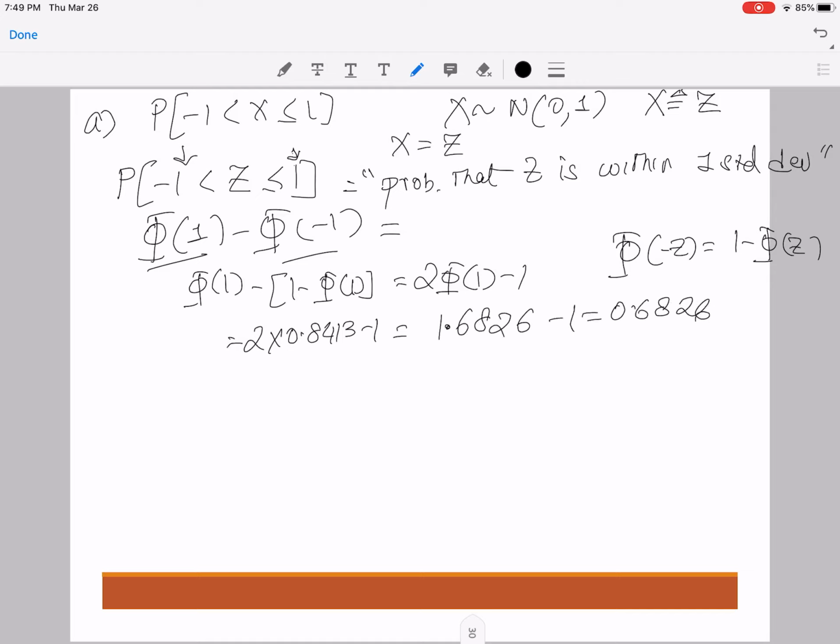Now let me solve part D for you. We need to find the probability that y is greater than 3.5. Now y is actually not a normal distribution. I'm sorry, it is a normal distribution, but it is not a standard normal one, because its mean is 0, but the standard deviation is equal to 2. So I need to apply those steps.